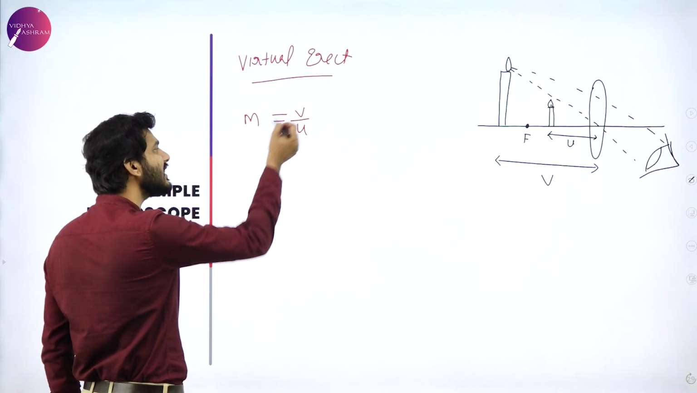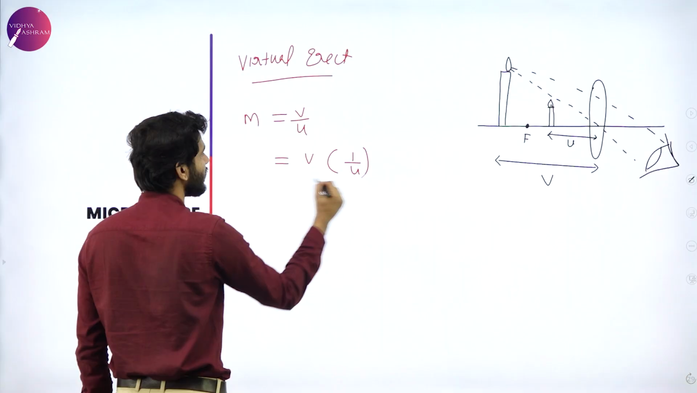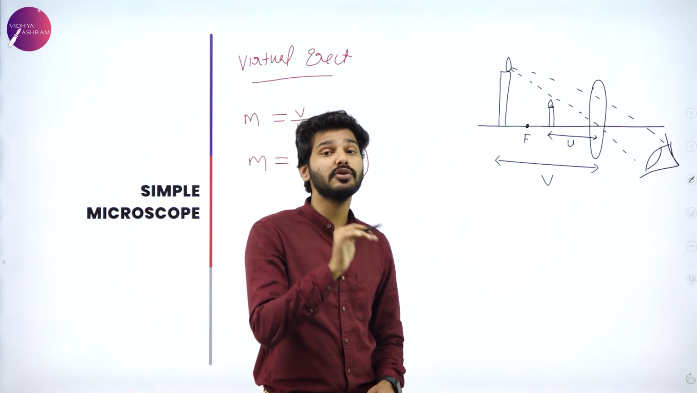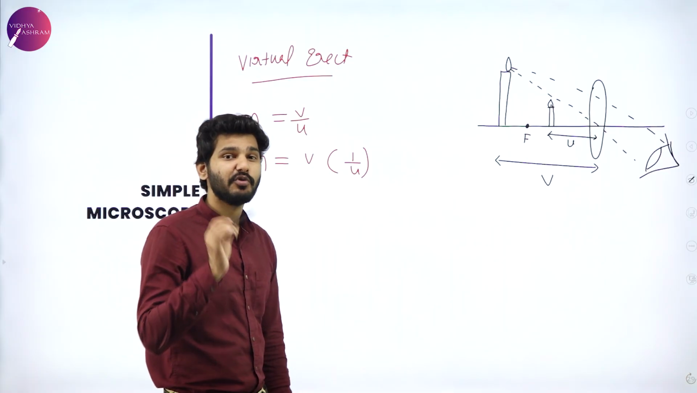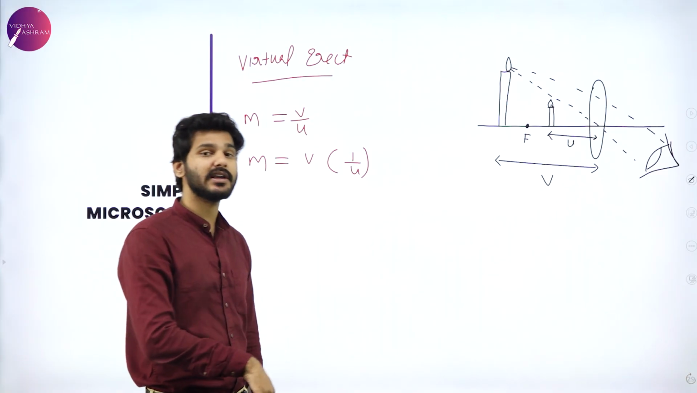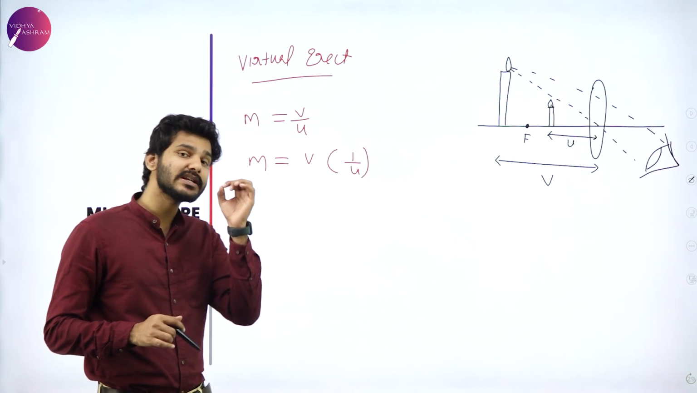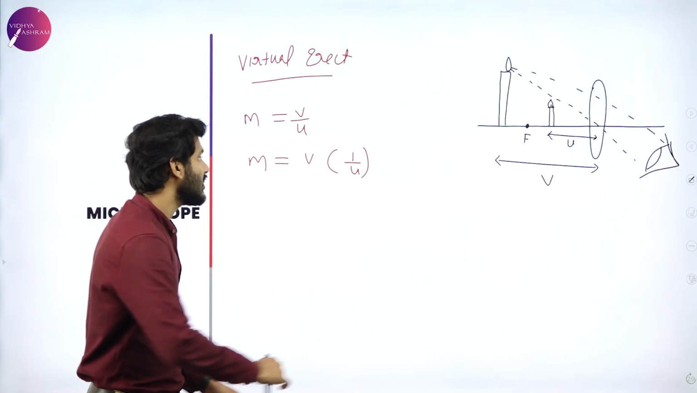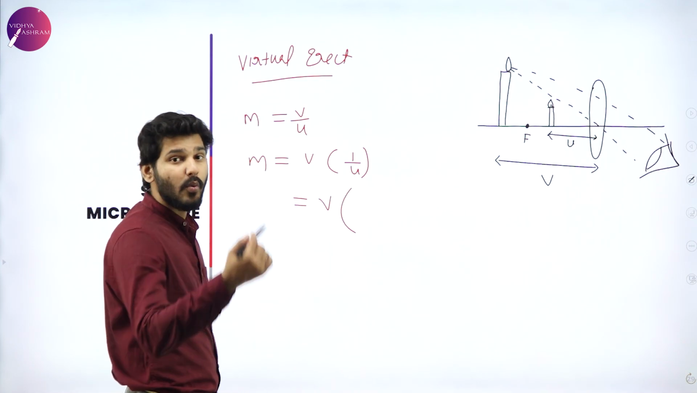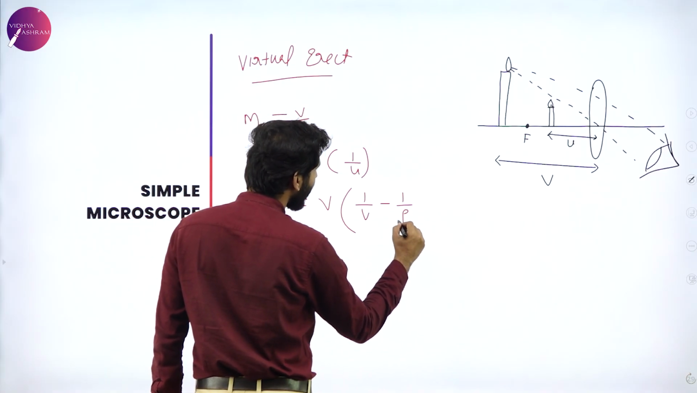But now instead of writing V by U, I am going to write it as V into 1 by U. Right? M is equal to V into 1 by U. I can write it like this also. But I do know one more equation, that is 1 by V minus 1 by U is equal to 1 by F. So substituting that equation, I can rearrange it in terms of focus and say that instead of 1 by U, I can write it as 1 by V minus 1 by F.